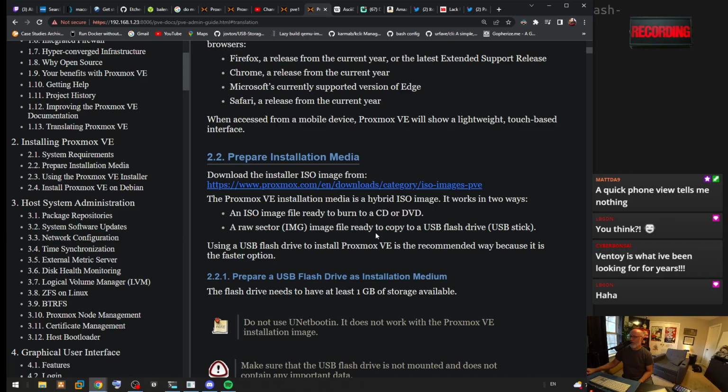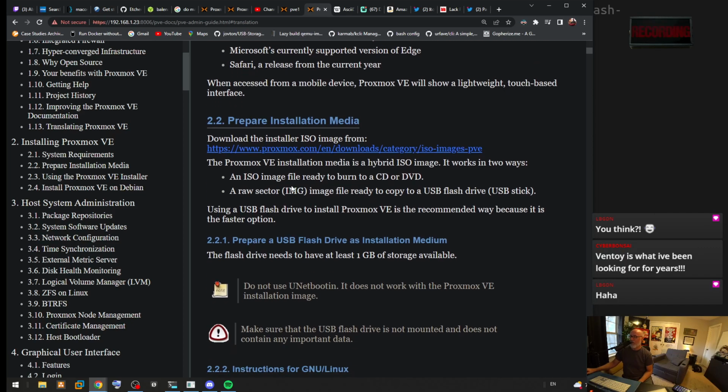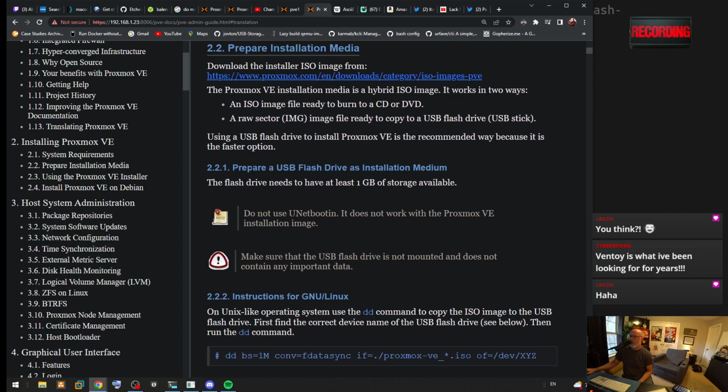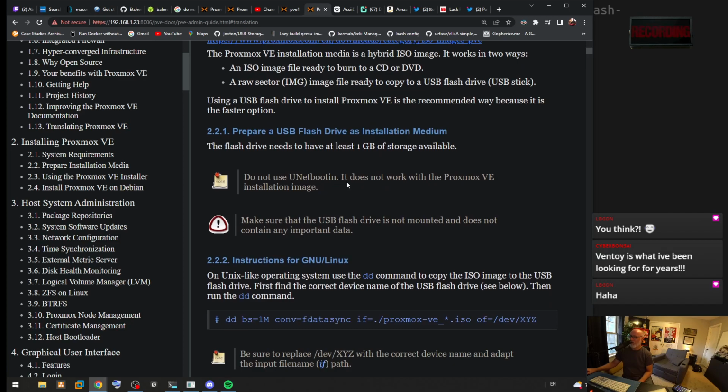We downloaded that. We installed it using that. Using a USB flash drive to install Proxmox is the recommended way because it's a faster option. They should put a Ventoy callout here because it's so much easier. Also, we tried to do a VMware installation and that ISO isn't bootable, so you can't even do it unless you have Ventoy. Prepare a USB flash drive as installation medium. The flash drive needs to have at least 1 gigabyte of storage available. Do not use UNetbootin. It does not work with the Proxmox VE installation image. Everyone was telling me to use UNetbootin yesterday, and I was saying no, and I feel validated.